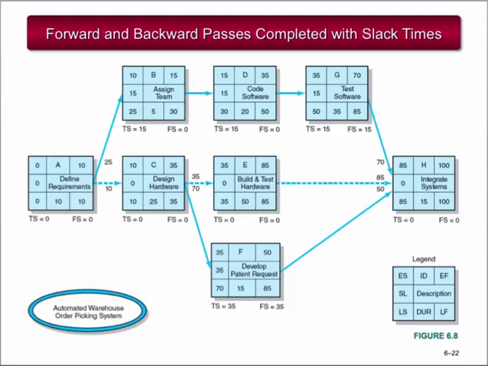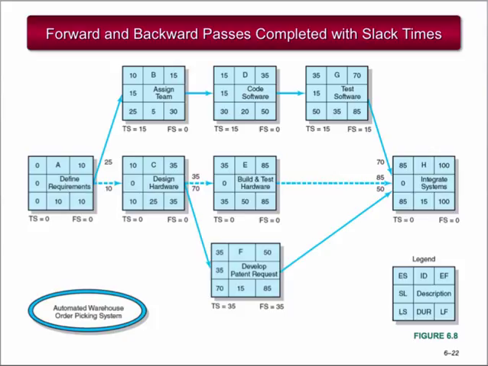Here's a completed project network with forward and backward passes completed and slack times identified. The total slack for Activity D is 15 workdays, for Activity F is 35 days, and for Activity E is 0. We know this because the late start minus early start equals slack. If total slack of one activity in a path is used, the early start for all activities that follow in the chain will be delayed and their slack reduced.